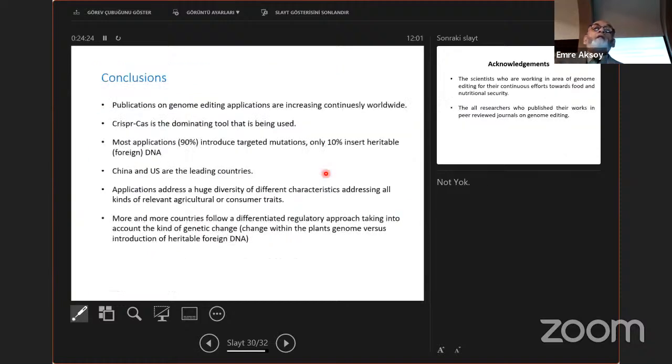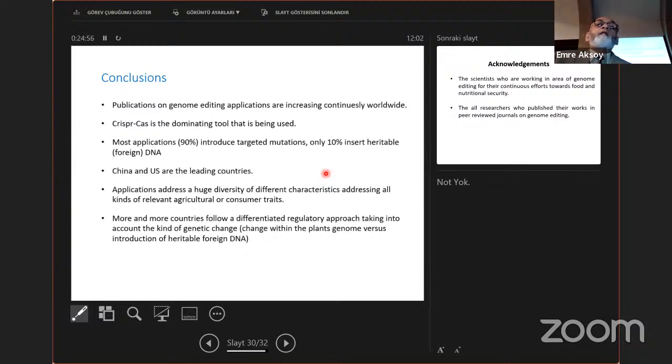So this is the last slide. We can conclude from this presentation that publications on genome editing applications are increasing continuously worldwide. CRISPR-Cas is the dominating tool being used, and with the passage of time, people will get used to it and adopt this technology. In the beginning there are some problems, but ultimately people will come to adopt it.